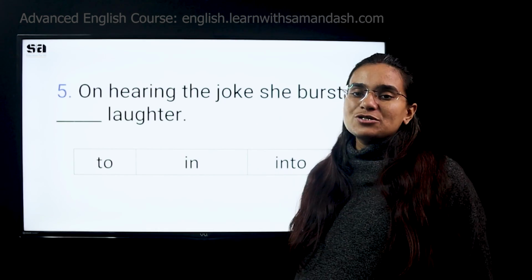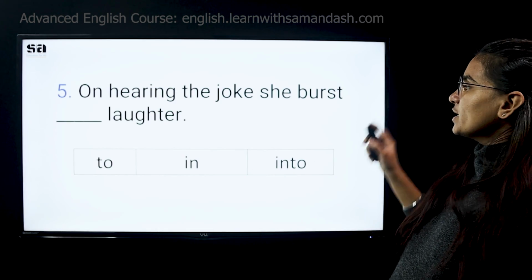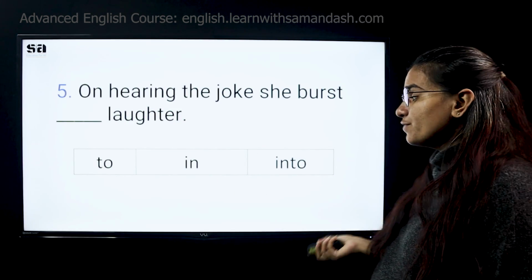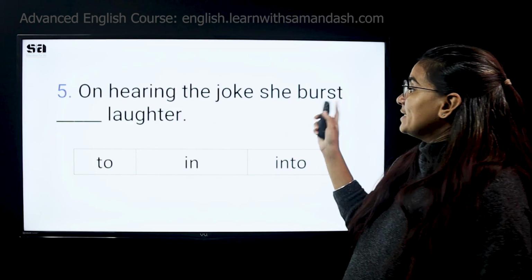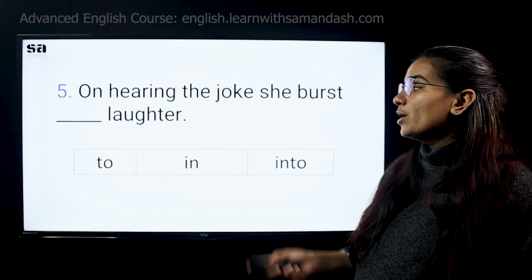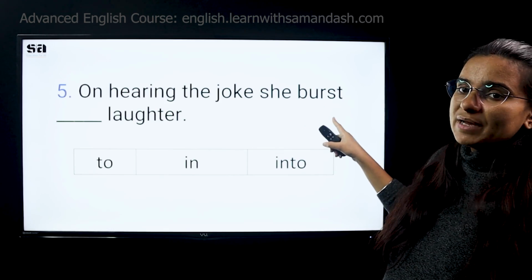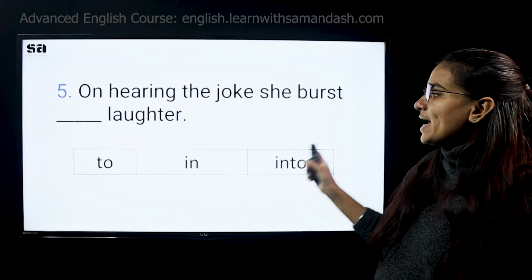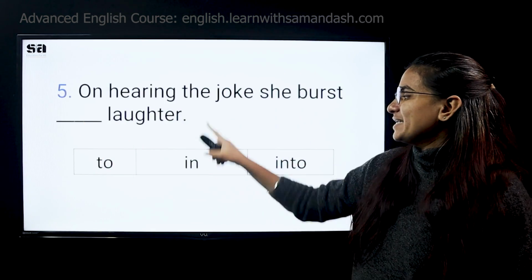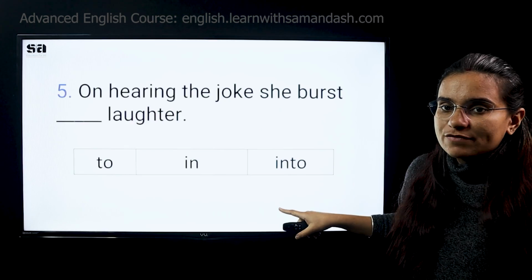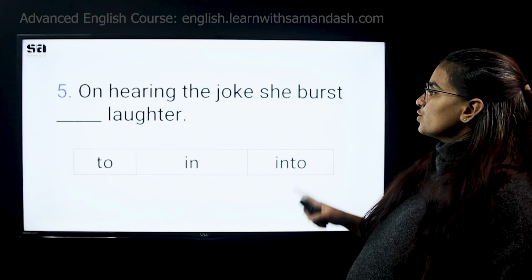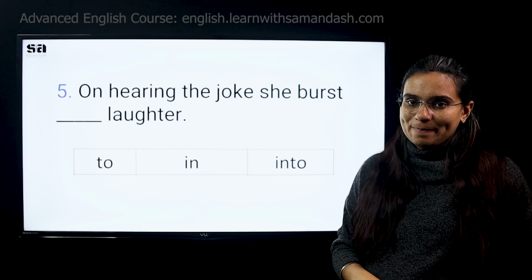Okay, now the fifth question is, on hearing the joke, she burst dash laughter. We just understood phrasal verbs. So this is the correct example of another phrasal verb. You have burst as a main verb and something else will be added here. So should I add burst to laughter, burst in laughter, burst into laughter? According to you, what should be the correct answer? On hearing the joke, she burst dash laughter.